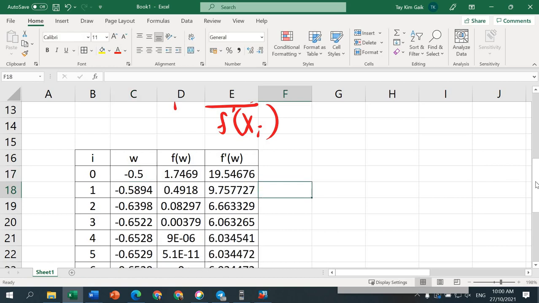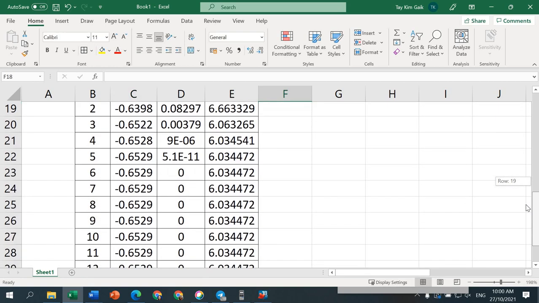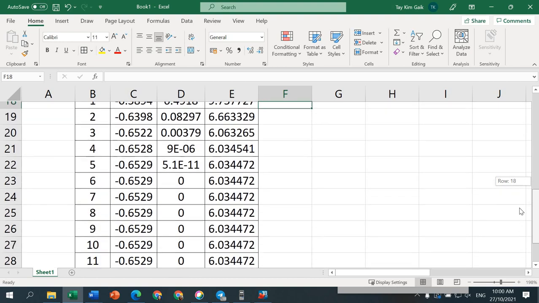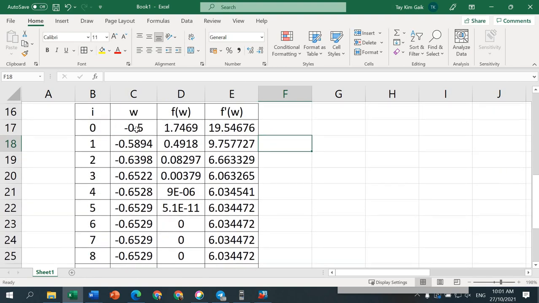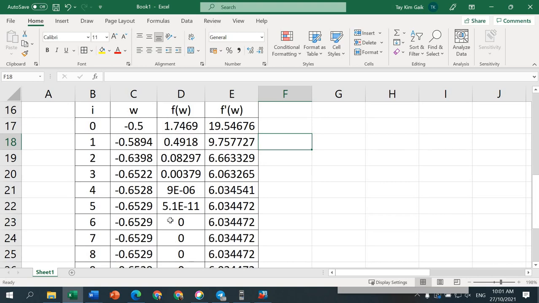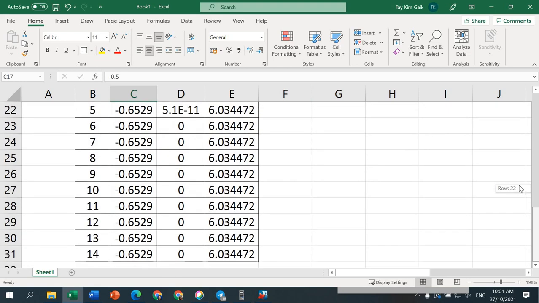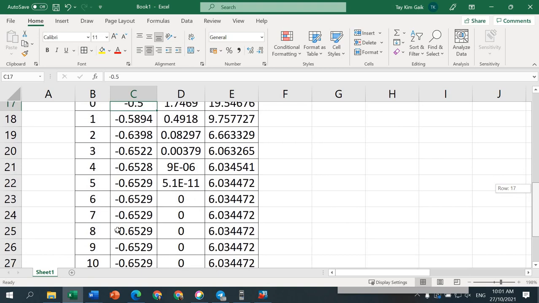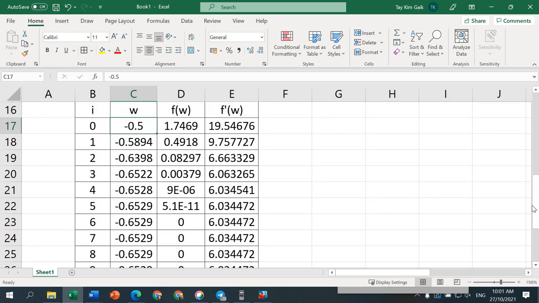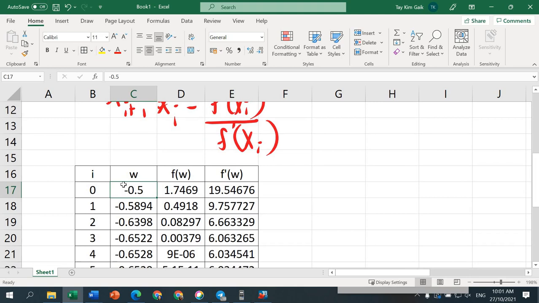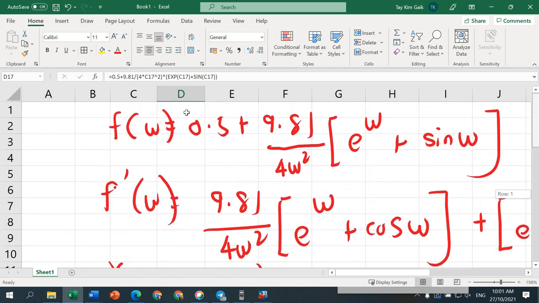Put -0.5, then you get it. So it means when you put -1 just now, the answer getting bigger and bigger seems wrong. So I put an initial guess which is close to the root, then we get to the root. If you use the calculator, once you change the initial condition, the rest you have to change again. But if you use Excel, you just change the initial condition, because FW is a formula where FW is 0.5 plus 9.81.